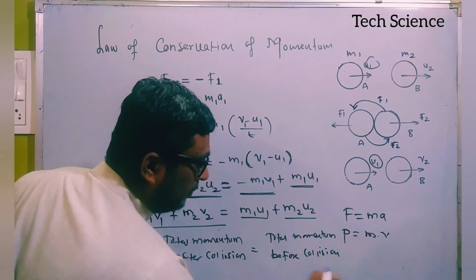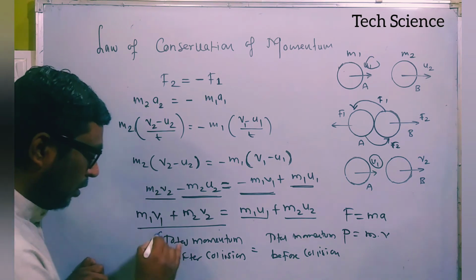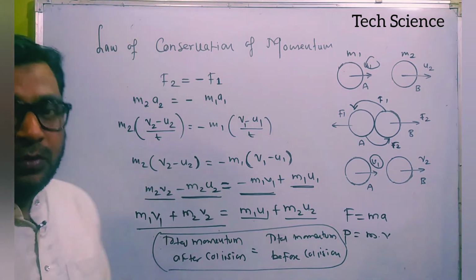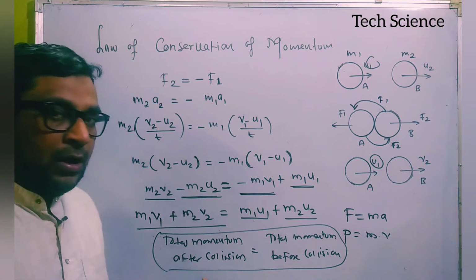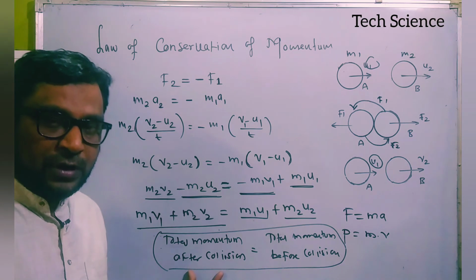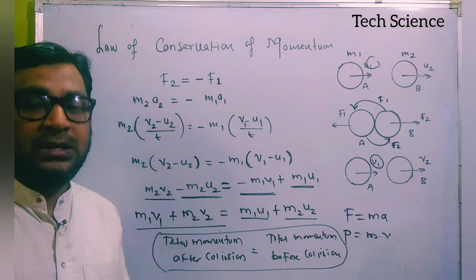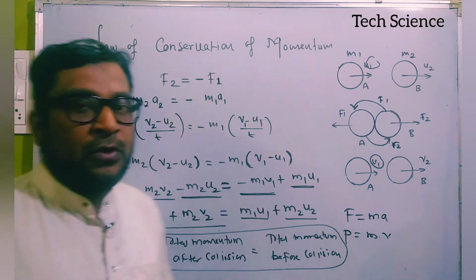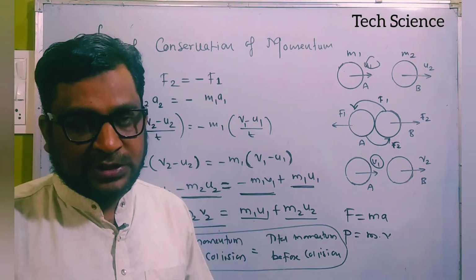And this is the proof of the law of conservation of momentum. During collision, the total momentum of an object before collision and the total momentum after collision remain the same, or it is a constant. This is the experimental proof for the law of conservation of momentum.